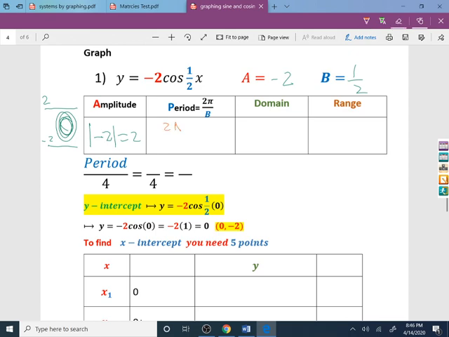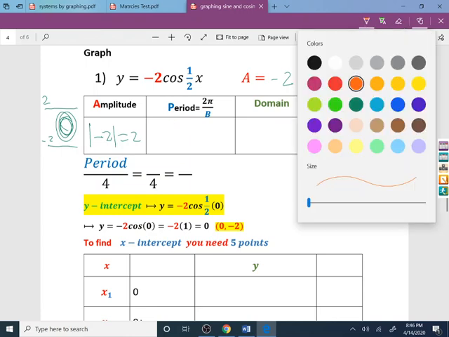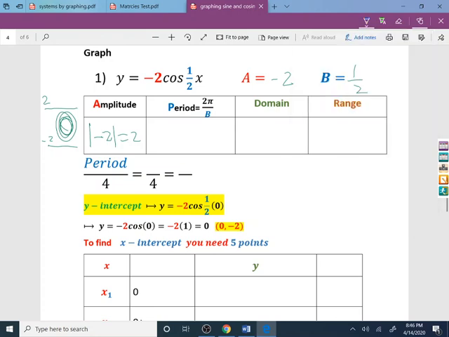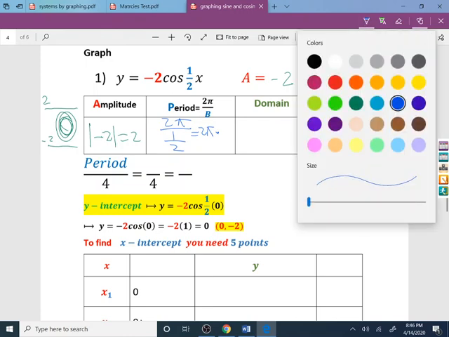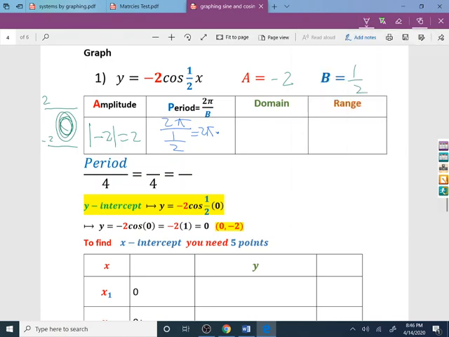Let me change this color to blue. 2 pi over b, which is 1/2. Keep, change, flip. 2 pi times 2 over 1. 2 over 1, which is what? Wow, big period. 4 pi.